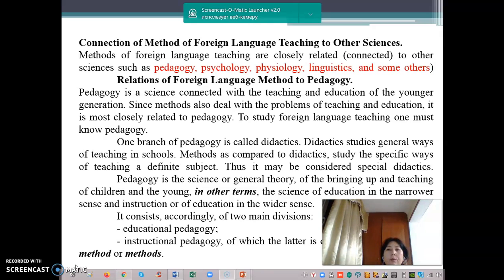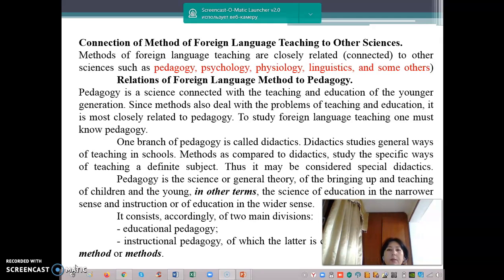To study foreign language teaching, one must know pedagogy. One branch of pedagogy is called didactics. Didactics studies general ways of teaching at schools. Methods as compared to didactics studies the specific ways of teaching a definite subject. Thus it may be considered special didactics.